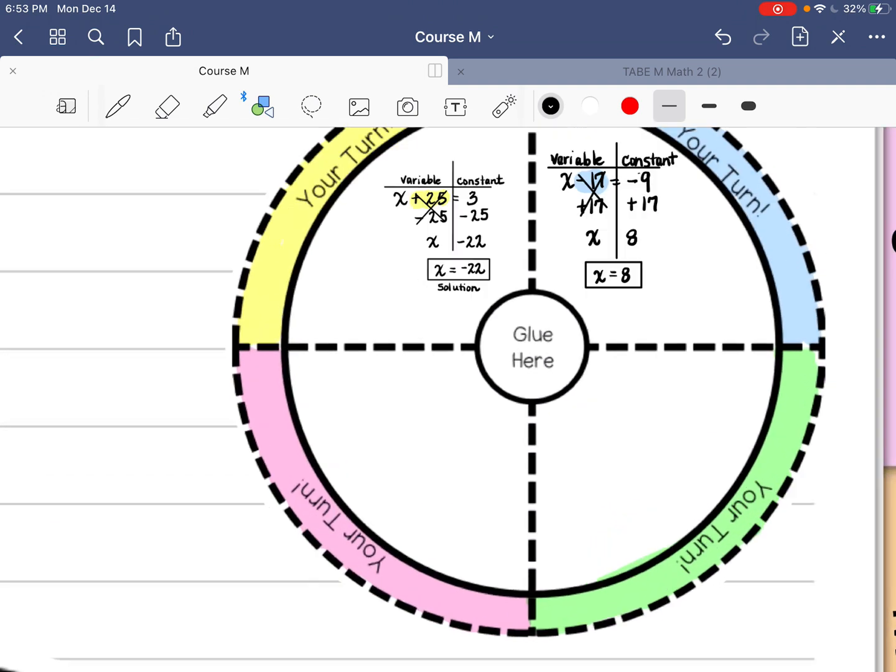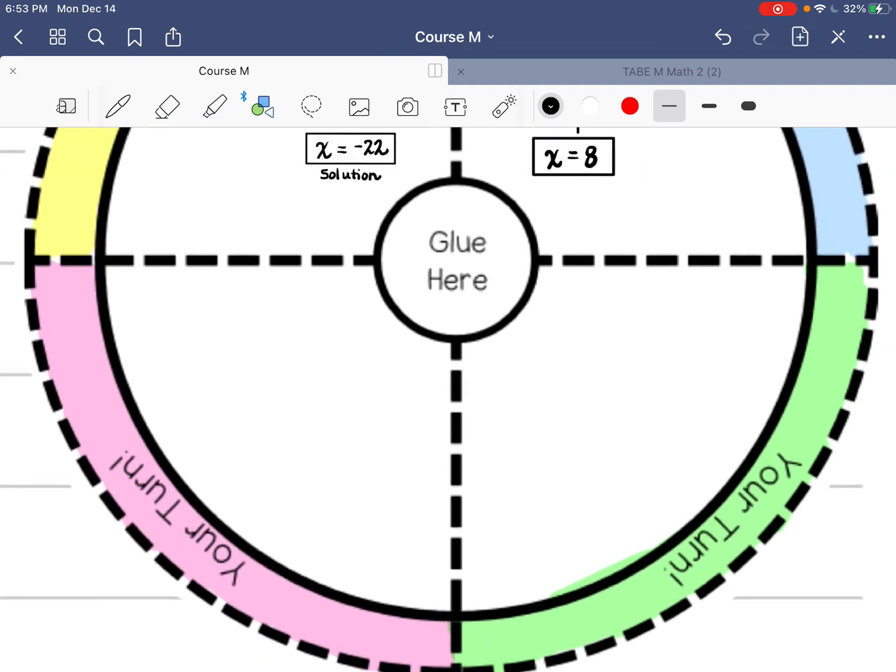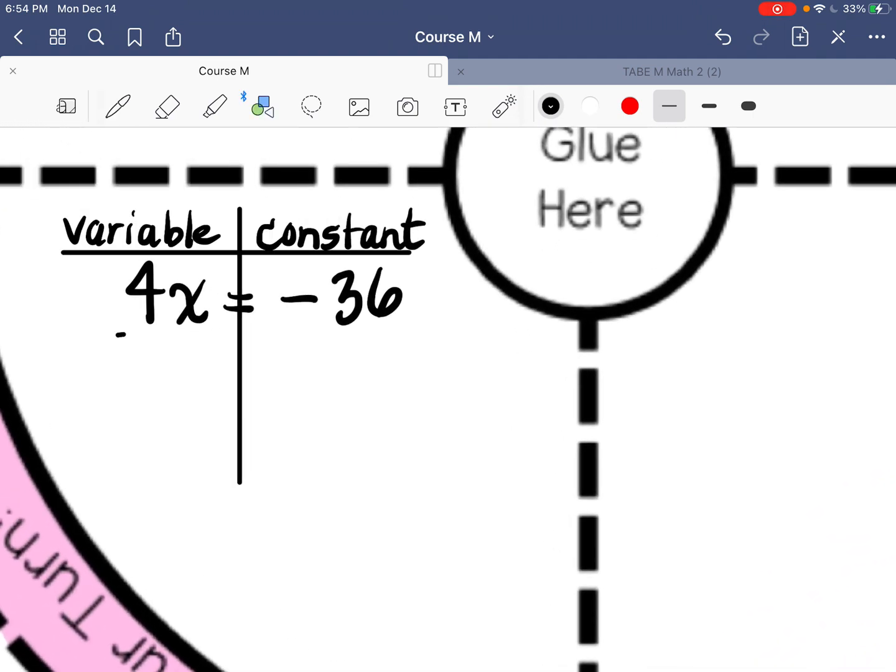Okay, let's look at your turn. The pink one. And let me see what mine says. 4x equals negative 36. So 4 times x is negative 36. Power t. Where's the variable? What needs to move? The coefficient needs to move, and you have to divide a coefficient away. So we're going to divide both sides by positive 4. You cancel. You copy. Negative 36 divided by positive 4 is negative 9. And you standardize.